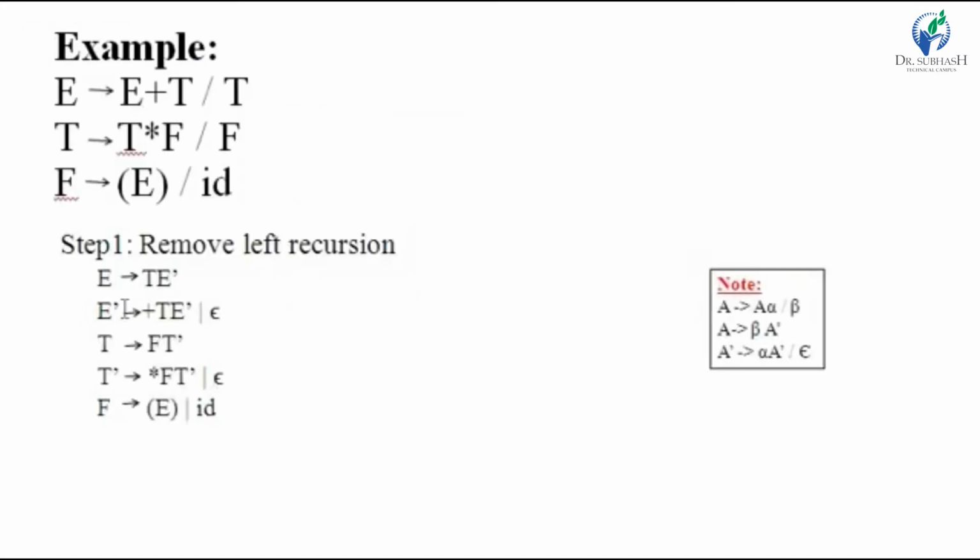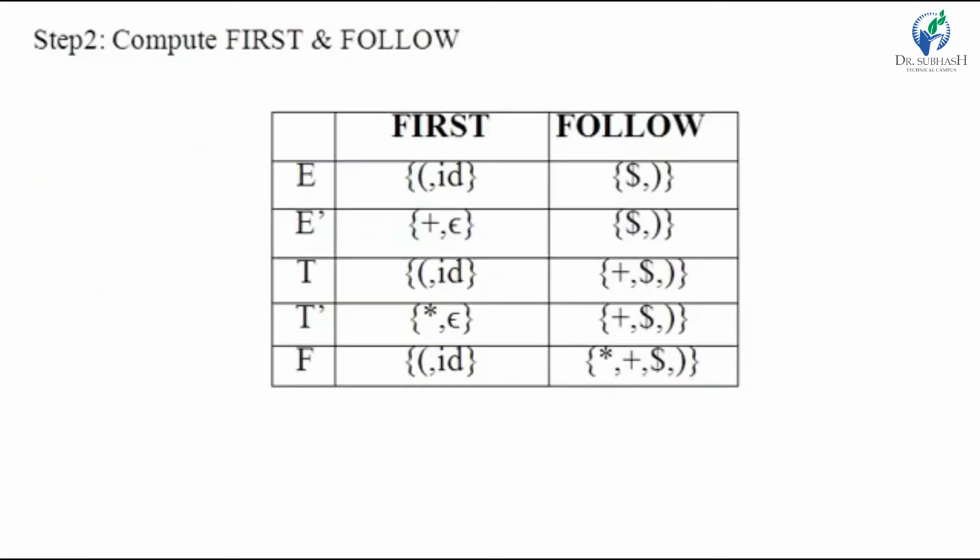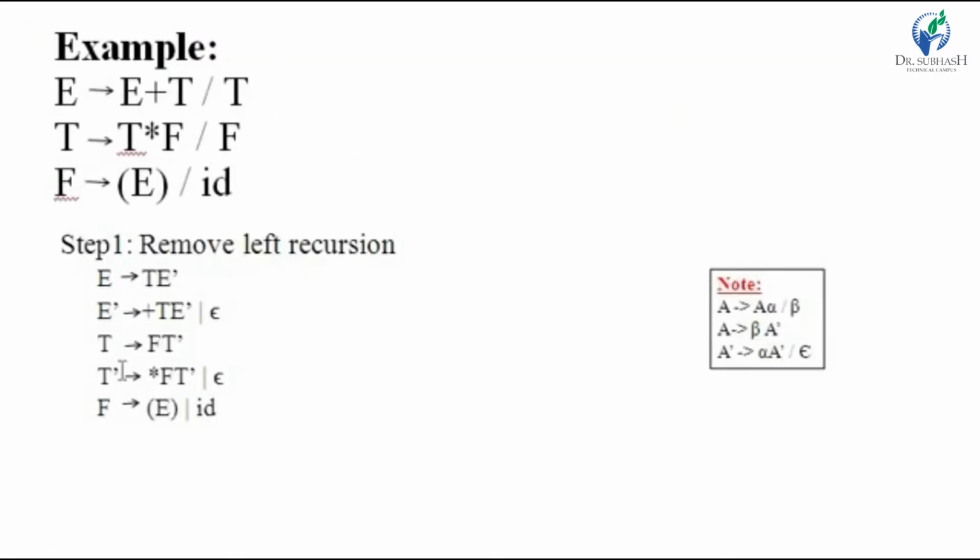Next, first of E dash. First of E dash equal to first of plus TE dash. Here plus is a type of terminal. So first of plus equal to plus. And first of epsilon is equal to epsilon. So first of E dash is equal to plus and epsilon.